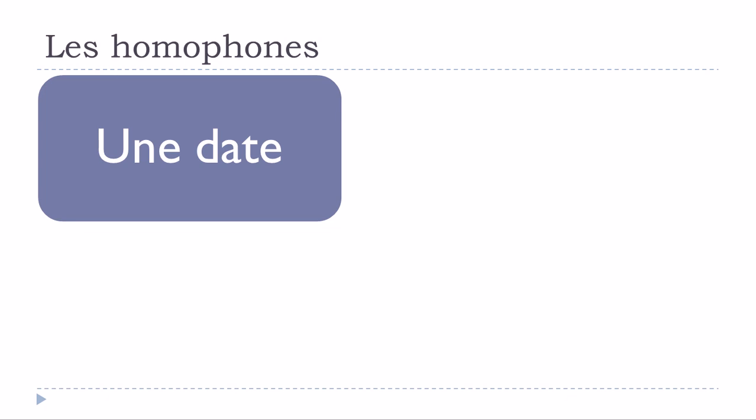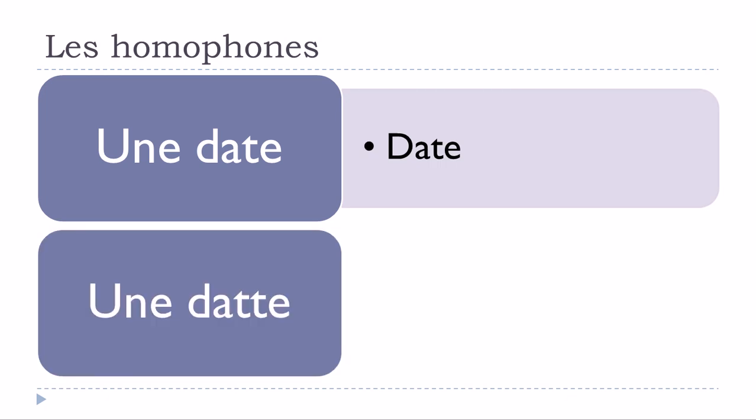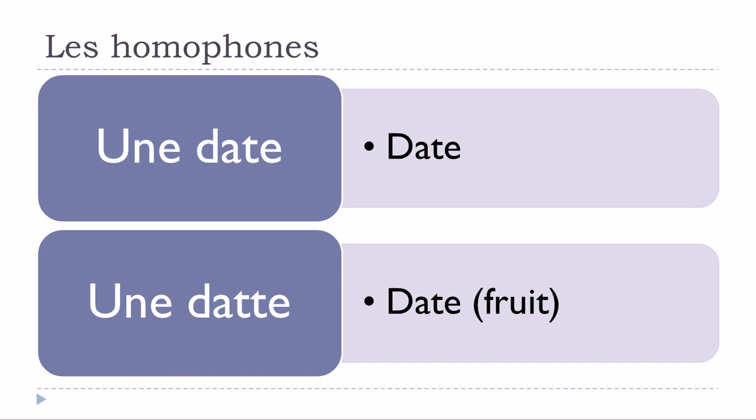Une date. Une date. So it's quite interesting because in English it's written the same way. Okay, so in that case we're talking about the fruit. So une date, okay, and here une date. So 31 janvier, for instance, une date, okay.